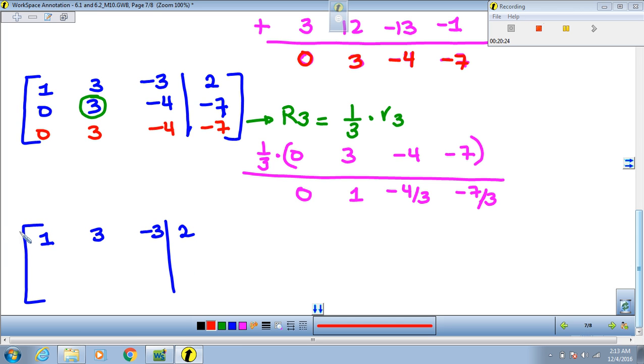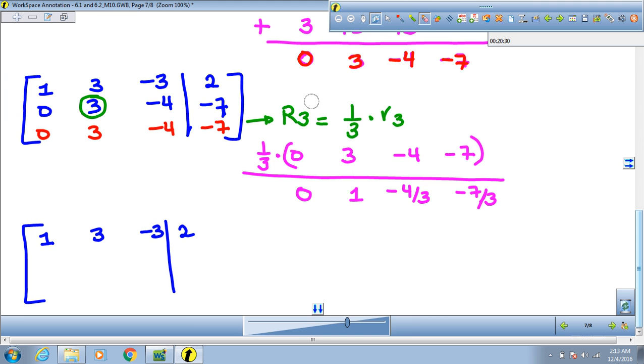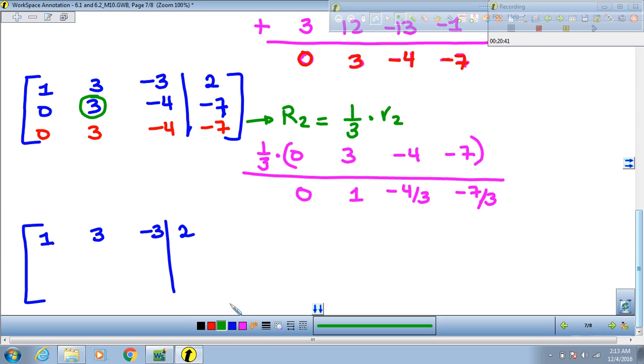So row, and I'm sorry, I'm just seeing that I put row 3 and it was row 2. Sorry, I meant to put in here row 2. So this is going to be 0, 1, negative 4 over 3, negative 7 over 3. This one right now it's the same.